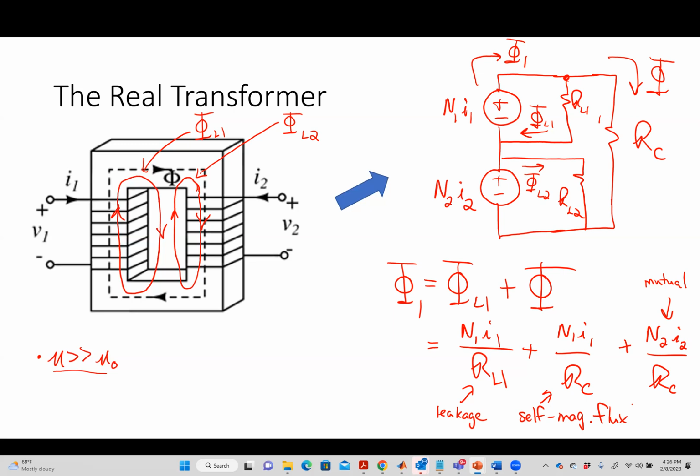So that's the core takeaway. It better be the case that those leakage fluxes are small, meaning that the reluctances should be large and the permeabilities should be small. But let's think of it this way: if the core is good, leakages are small, and the core should be good. You don't make an air-based transformer, right? You make an iron-based transformer to try to guide the flux.